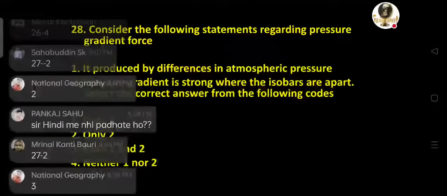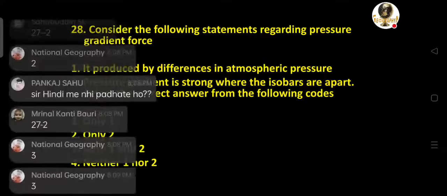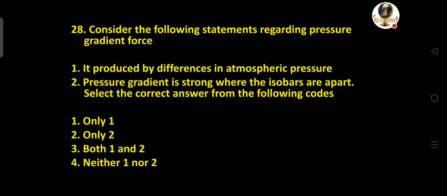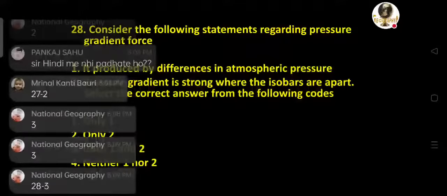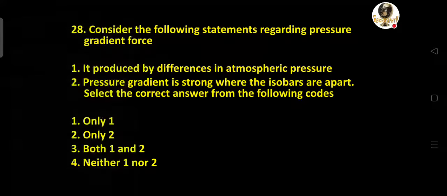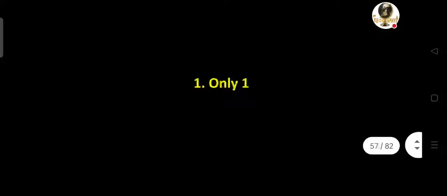Question number 28, I explain. Very interesting question for UPSC and NTA NET climatology. From climatology, the difference in atmospheric pressure basically produces a force, and the rate of change of pressure with respect to distance is the pressure gradient. The pressure gradient is strong where the isobars are close to each other and it is weak where the isobars are apart. So definitely only 1 is the correct answer.